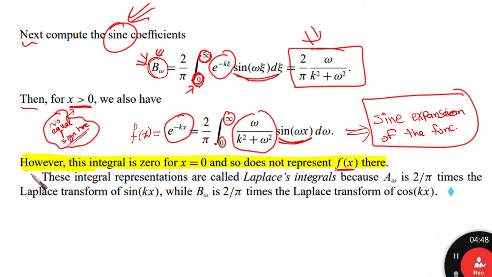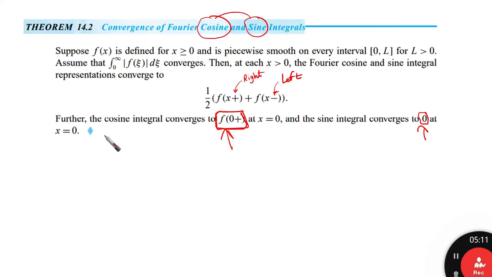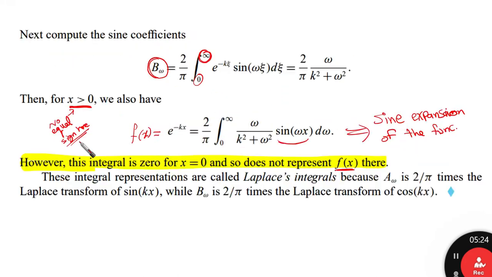The small hint here is that this integral is 0 for x equal to 0. If x equals 0, you find that it vanishes, and so it does not represent f of x there, so we do not put an equal sign here. We have said that before, if you remember: the cosine integral converges to f of 0 from the right at x equals 0, and the sine integral converges to 0 at x equal to 0. We mentioned this in the previous video.